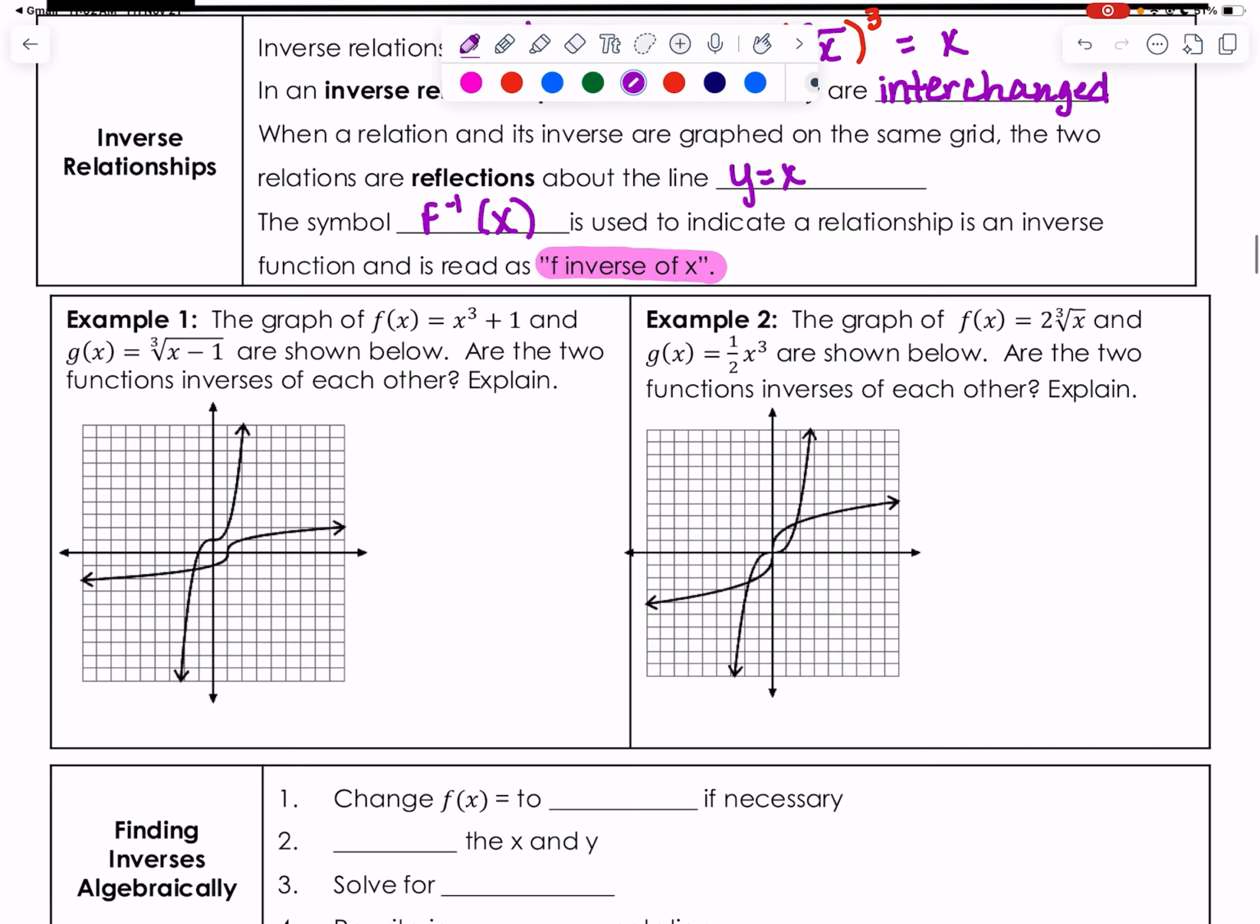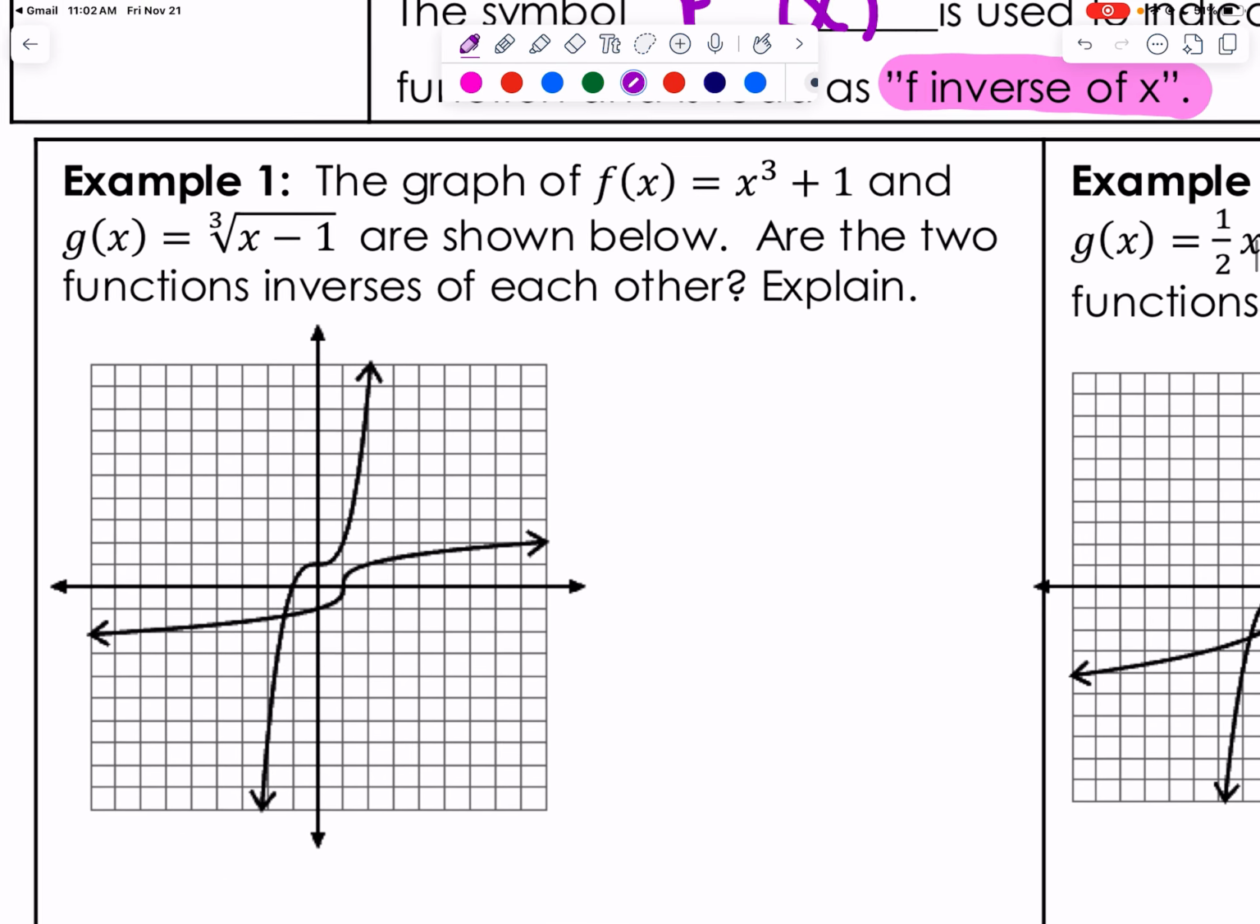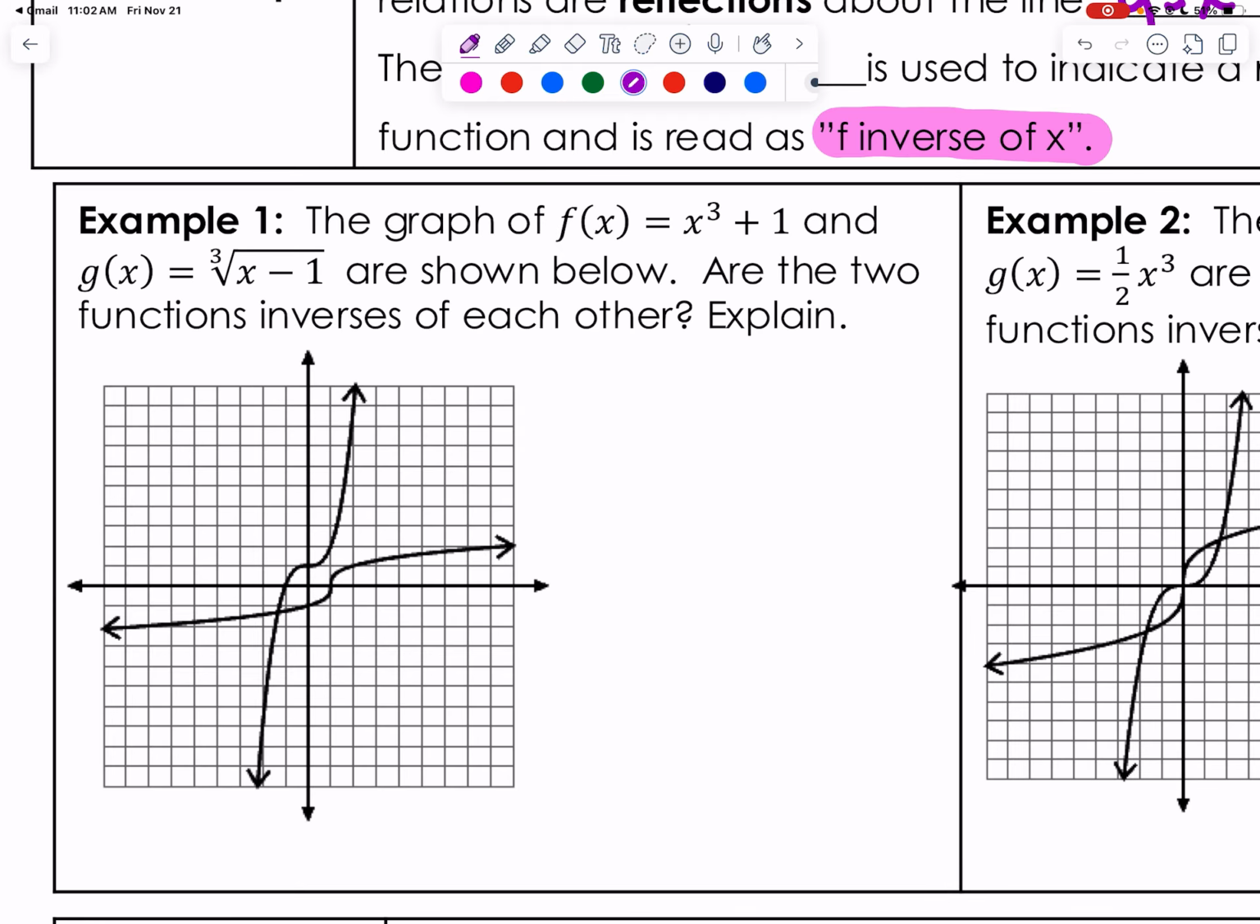Now, in example 1, it says the graph of f of x equals x cubed plus 1, and g of x equals the cube root of x minus 1 are shown below. Are the two functions inverses of each other? So let me label these real quick. This graph is f of x equals x cubed plus 1. And this graph is g of x equals the cube root of x minus 1.